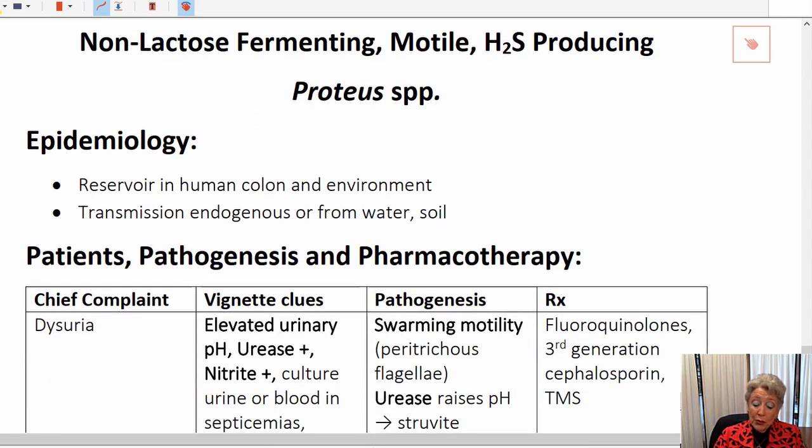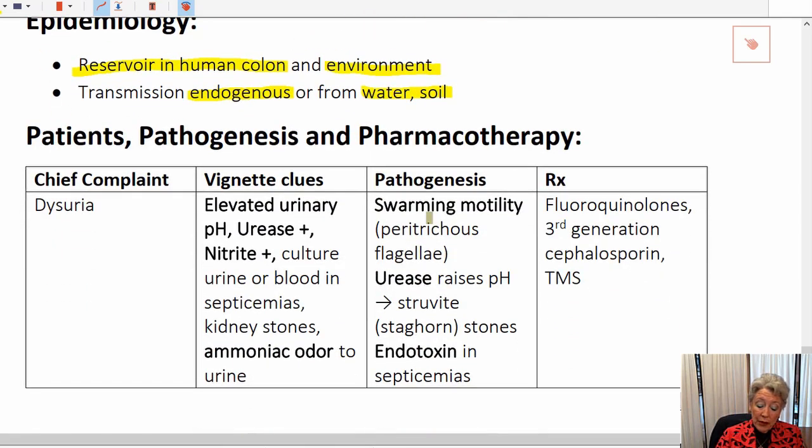So our final group within the family Enterobacteriaceae are our non-lactose fermenting ones, but now who are motile and produce H2S gas. So the last two letters, P and S, Proteus and Salmonella, fit into that category. Proteus comes from the colon and the environment. You can either give it to yourself or get it from water and soil. It is a fairly common agent of urinary tract infection, so dysuria would be the presenting symptom.